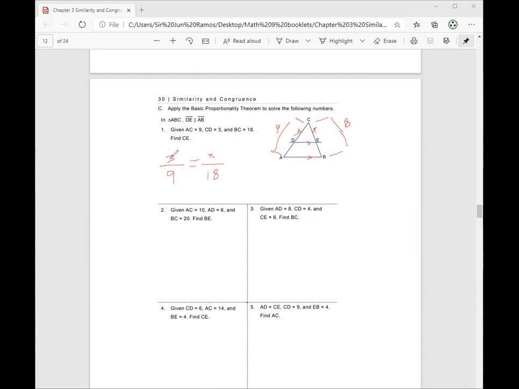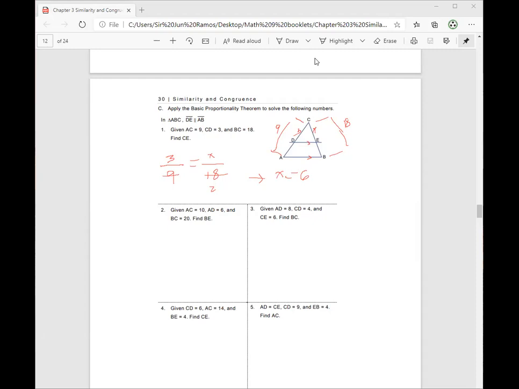I can cancel 3 and 9 or I can cancel 9 and 18. It doesn't matter, but this can be canceled to this, and this will be 2. Now I can cross multiply, and that will give me X equals 6. Okay? So that's how easy it is to apply the basic proportionality theorem. You can do the same thing here.